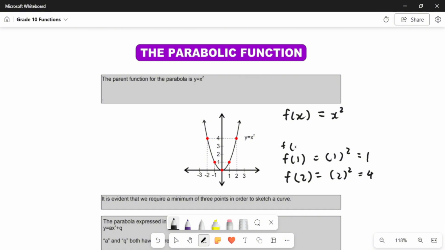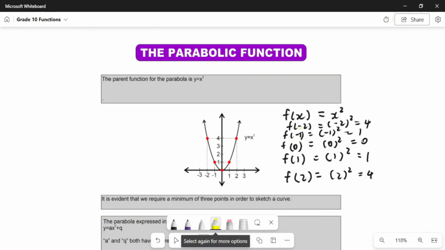Right, so here you'd have f of 0 is equal to 0 squared, which is equal to 0. F of minus 1 is equal to minus 1 squared, which is equal to 1. F of minus 2 is equal to minus 2 squared, which is equal to 4. And so if you plot these points, minus 2 and 4, minus 1 and 1, 0 and 0, 1 and 1, and 2 and 4, and we join all these points together, we will get the parent function for the parabola.